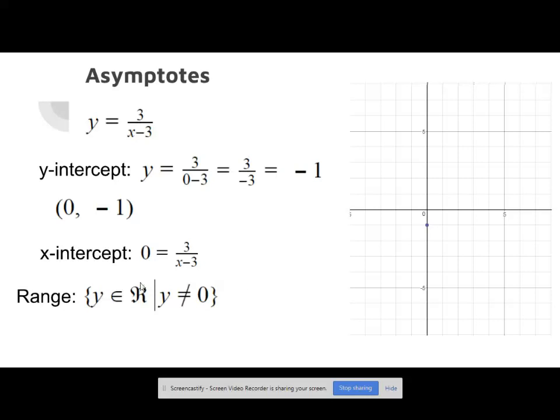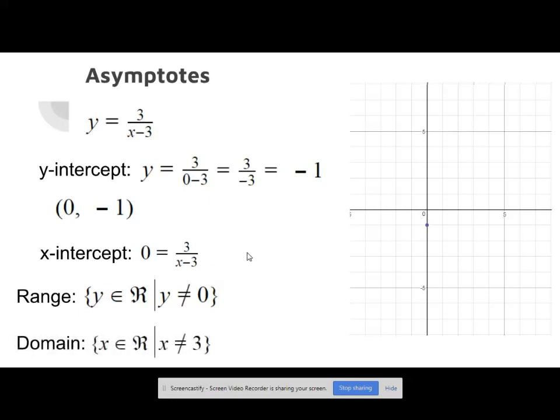Let's look at that domain. We talked about the range here where y can't be 0, and we kind of proved that y can't be 0. For the domain, if we look back here at our rational function, you can't divide by 0, 3 divided by something, so x could not be 3. 3 minus 3 would be 0, and 3 divided by 0 would cause chaos. So x can't be 3.